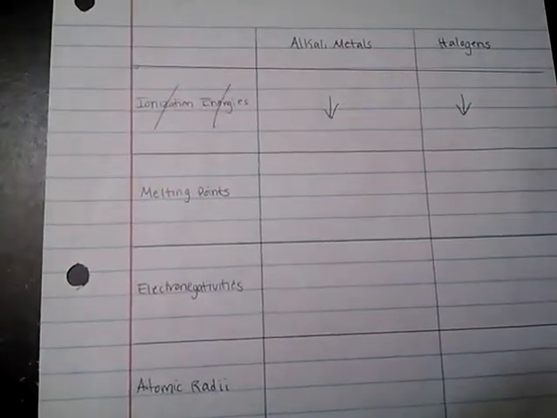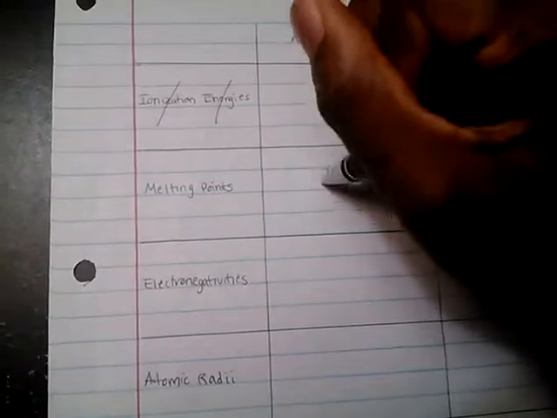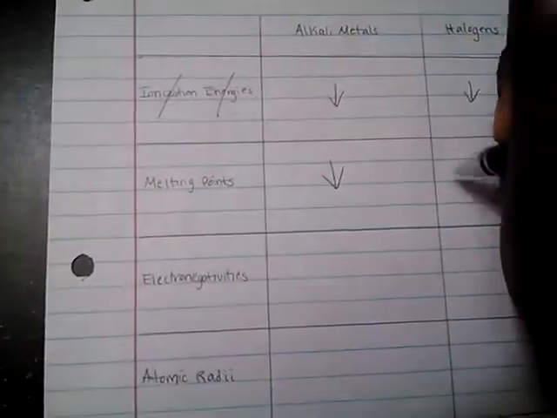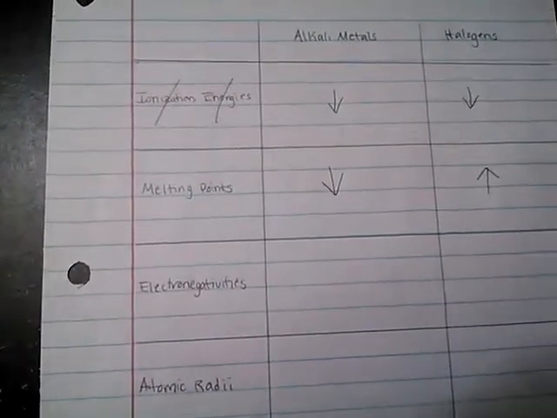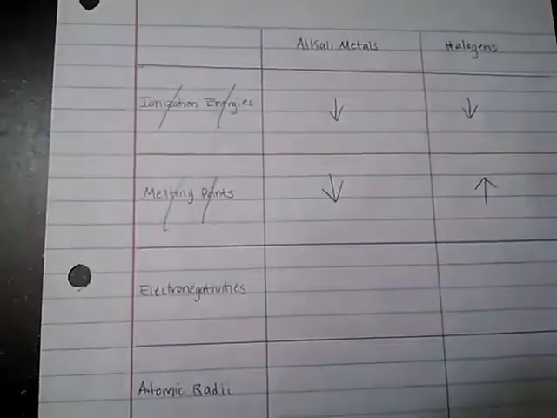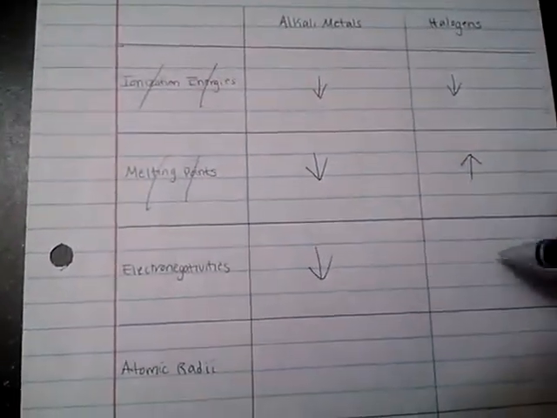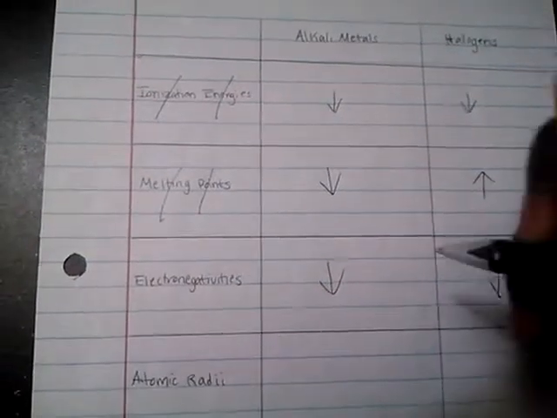And for melting points, for the alkali metals, they tend to decrease, and with the halogens, they tend to increase as you go down the groups. And so melting points, since they both don't increase, this doesn't work. And for electronegativities, for the alkali metals, they tend to decrease, and for the halogens, they tend to decrease also. Again, they're both decreasing. Electronegativities doesn't work.